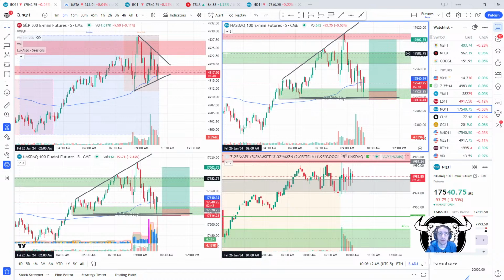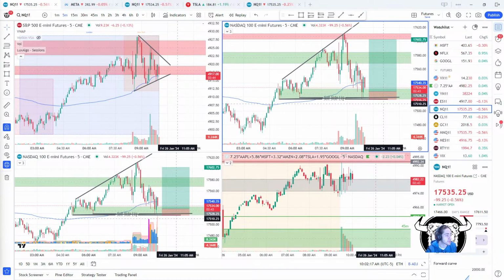Here we go, Apple with a little pump. Microsoft's failing to push lower. Really staying patient on these longs. I do think we might get one more dip though. Market really wants to stop people out right now.